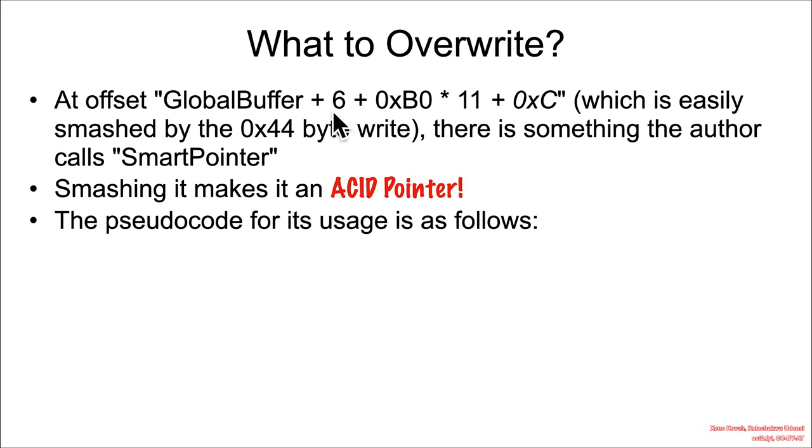At global buffer plus 6 plus B0 times 11 plus C, which is easily smashed by that 44 byte write, there's something that the author calls a smart pointer. We're going to see the semantics of how that works and how they smash it in order to achieve an arbitrary pointer that points wherever they want, to allow writes wherever they want.